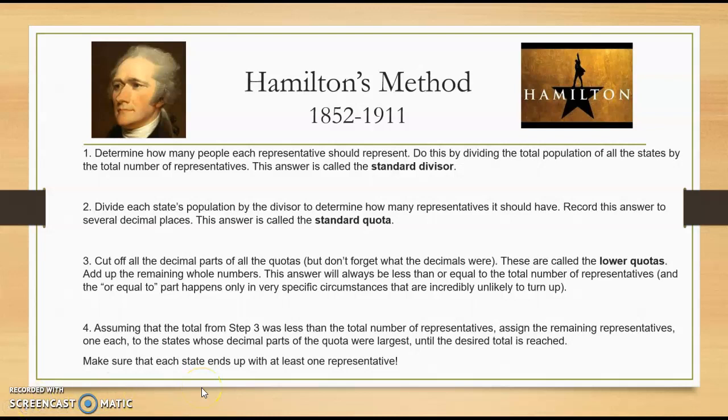Then he said, let's drop the decimal. These are our lower quotas, so we're rounding down and add them up. If we end up short, what we want to do is give the remaining pieces to the group with the highest decimal place. So we'll look at a few examples of this.